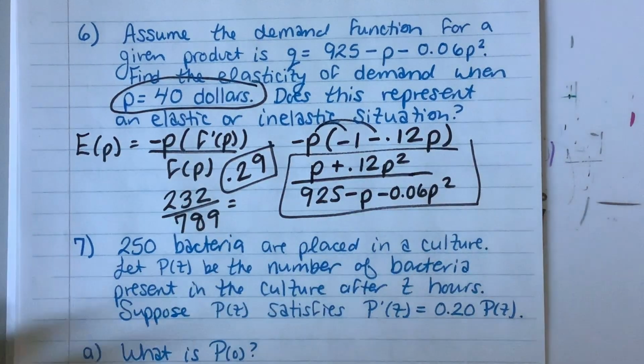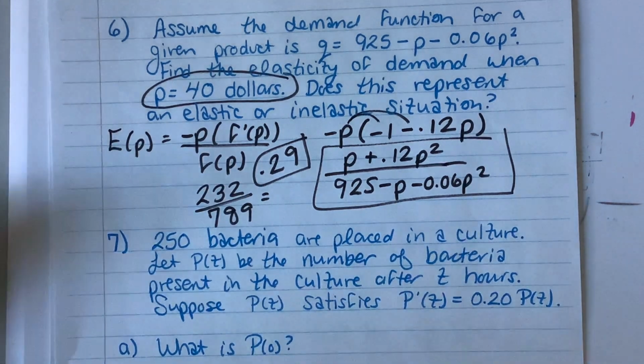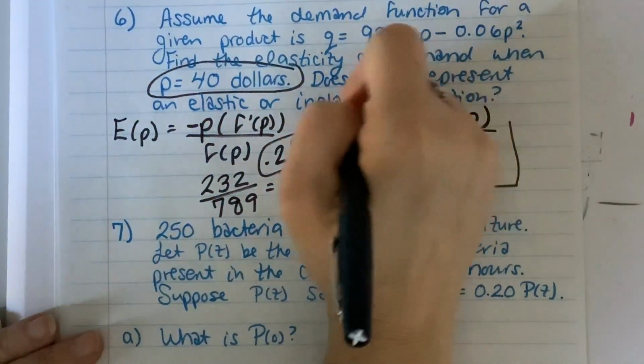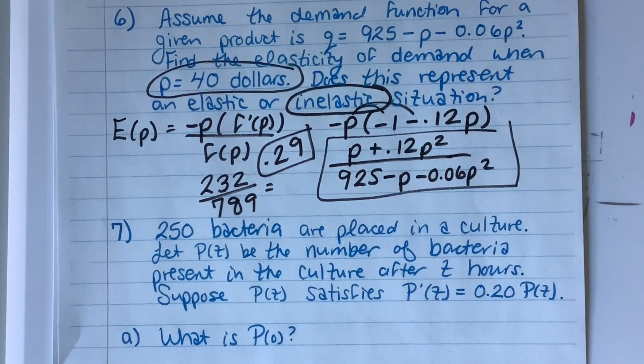This number represents the price of $40. If that number is bigger than 1, it's elastic. If it's less than 1, it's inelastic. 0.29 is less than 1, so this is inelastic, meaning it cannot stretch. If you increase the price, the revenue also increases. If you decrease the price, the revenue also decreases. They don't stretch, they do the same thing.